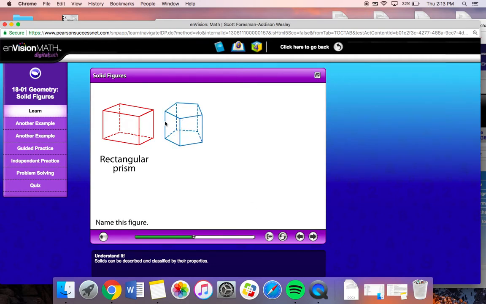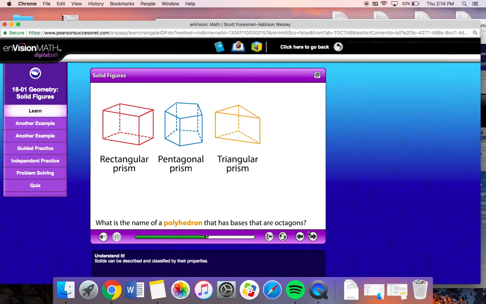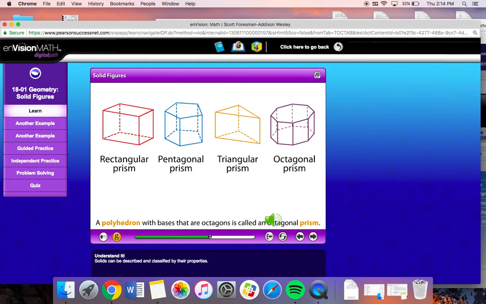So what about this one? I see this is still a prism. There's 2 bases that are parallel, but what do I call this top shape? It has 5 sides. I'd call that a pentagon, a pentagonal prism. What about this one? I see that there's a triangle on top, so I'd call that a triangular prism. And what about this one? There are 1, 2, 3, 4, 5, 6, 7, 8. So that's called an octagon. Therefore, it's called an octagonal prism.